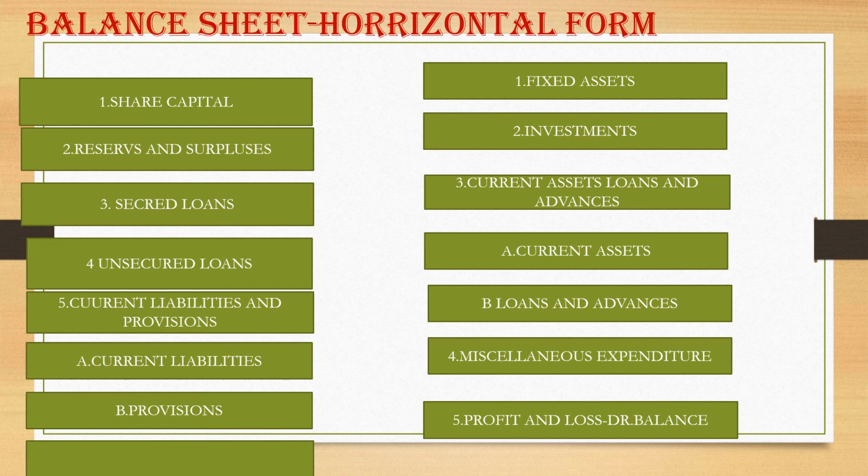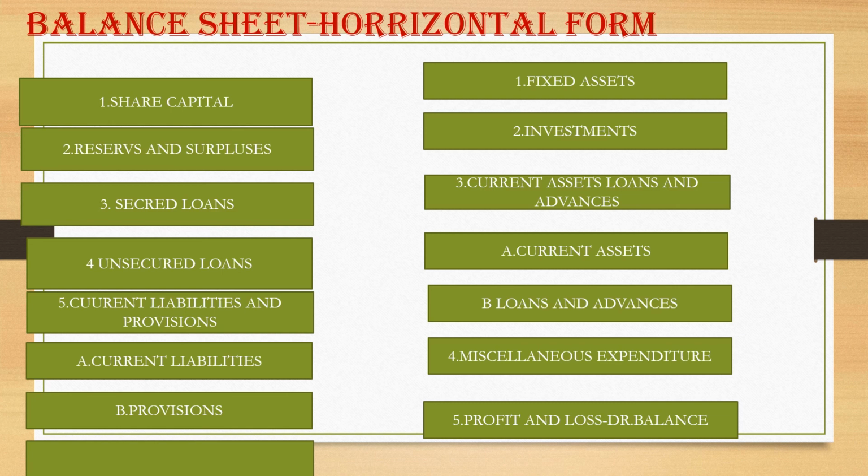Then current liabilities and provisions. First is current liabilities, other is provisions. Current liabilities are sundry creditors, bills payable, outstanding expenses, that is outstanding rent, outstanding taxes, outstanding interest, or accounts payable for which we are to make the payment within statutory limits, like bills payable, notes payable. Provisions are made for taxation, provision for bad debts. So they are called provisions.